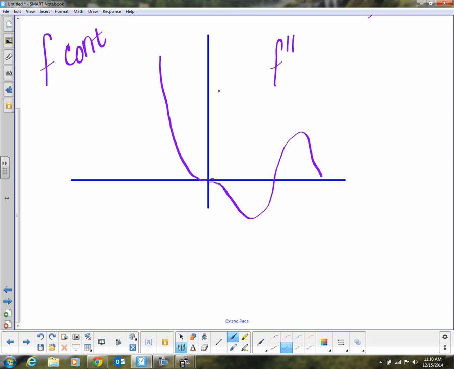F is concave up for x less than 0. How do we look at a second derivative graph for concavity? Positive, negatives. Is that a true statement? They're saying here and here. Yes.